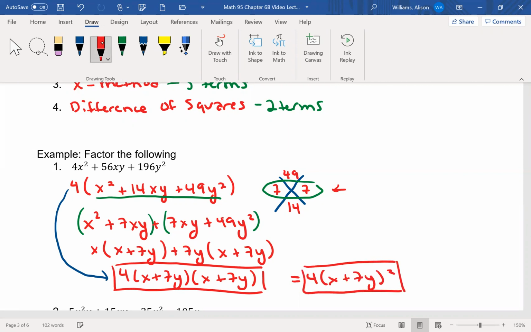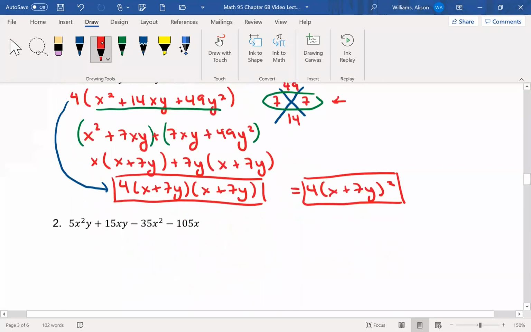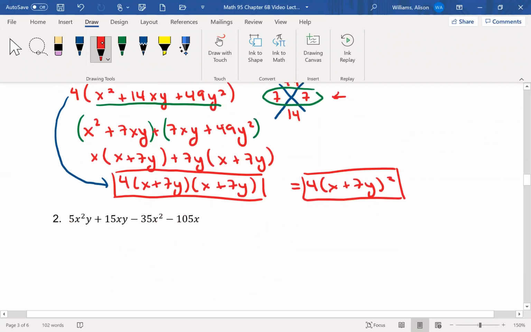All right, let's try another one. First thing I'm going to do, I'm going to check for GCF. And I definitely see that 5 goes into all of the numbers. And it looks like x as well goes into everything. Everything has an x. Okay, so I'm going to factor out 5x.